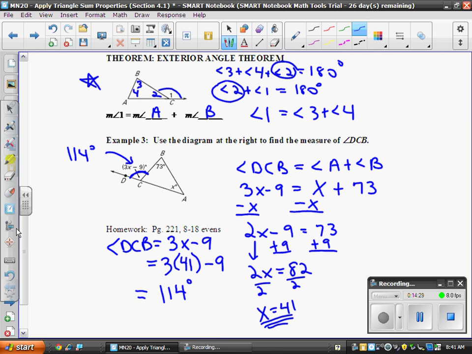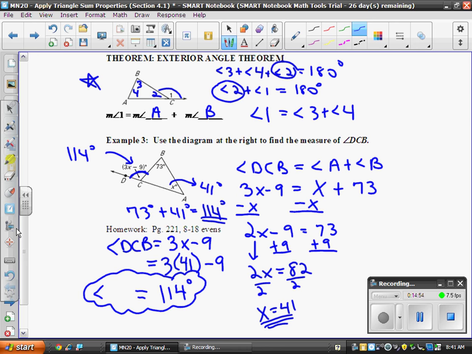Now, you're probably saying to yourself, if I use the exterior angle theorem, couldn't I have just said, well, I can see that this here is 41 degrees, and this angle B is 73 degrees, so can't I just go 73 degrees plus 41 degrees to get angle DCB? And the big old answer is yes, it is. So if you saw that, good for you. The measure of angle DCB is 114 degrees.